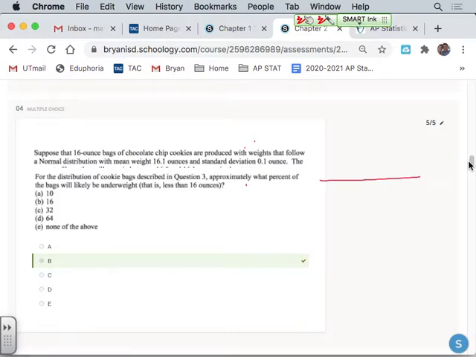So we have, suppose a 16-ounce bag of chocolate chips has a mean of 16.1 and a standard deviation of 0.1 ounce. So then, from this question, approximately what percent will be less than 16? So I have 16.1, and then I've got 16, and I want to know the percent less than. And it says that one standard deviation is 0.1. So we went negative 1 standard deviation.